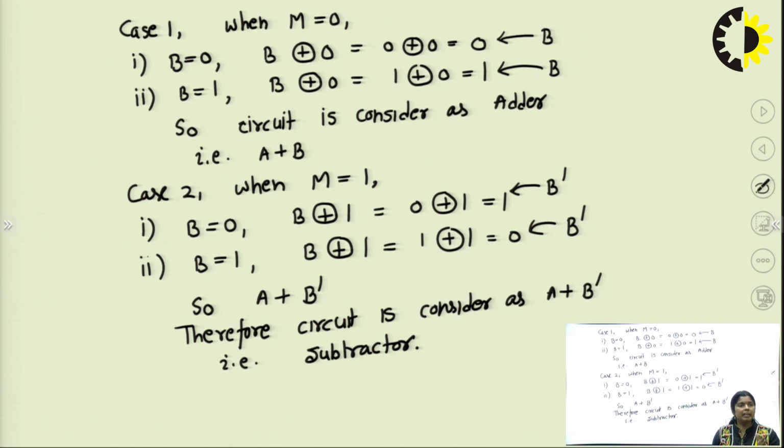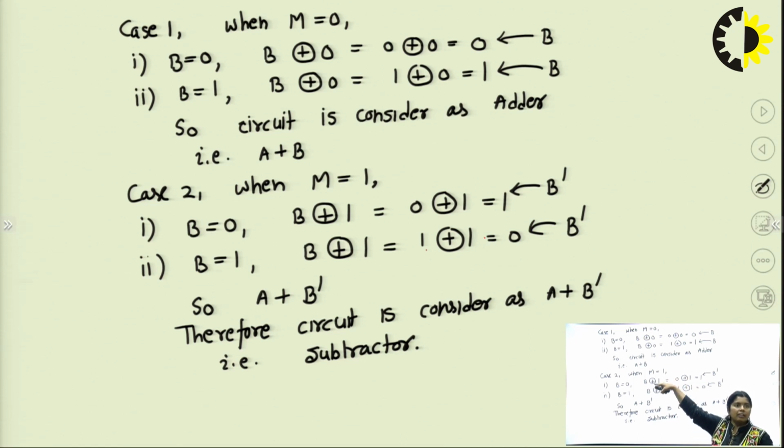In the second case, when M equals 1 and B equals 0, B XOR 1, where B lies between 0 and 1, gives 0 XOR 1, which is 1, the B complement. And 1 XOR 1 is 0, that is also B complement. It means at the starting we consider B equal to 0, but the resultant becomes 1, the complement of B. And when we take B equal to 1, the resultant is 0. So B complement will be there.